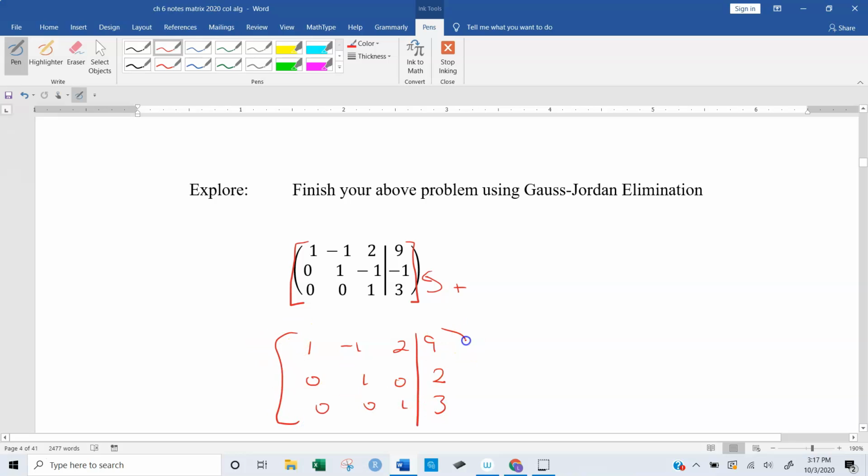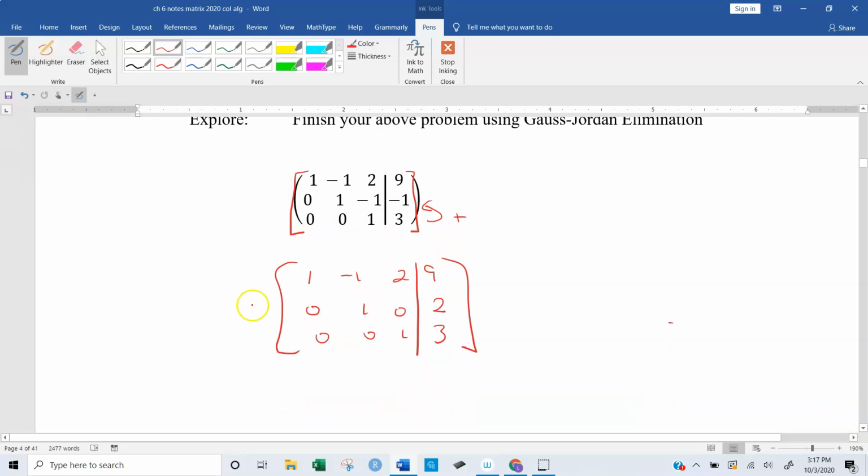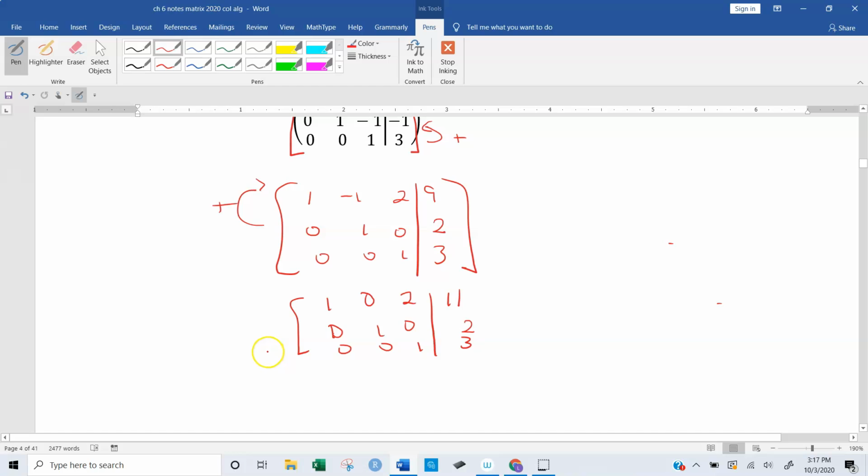Okay, now you can choose whichever one you wanted to get rid of first. Doesn't really matter. So if we just take these 2 and add them up, this guy will turn to a 0. So now we got 1, 0, 2, and 11. 0, 1, 0, 2, 0, 0, 1, 3. Now we have to get rid of that 2. And we do that by multiplying this bottom one by a negative 2 and adding up. So that's negative 2 and negative 6. We're going to add up.